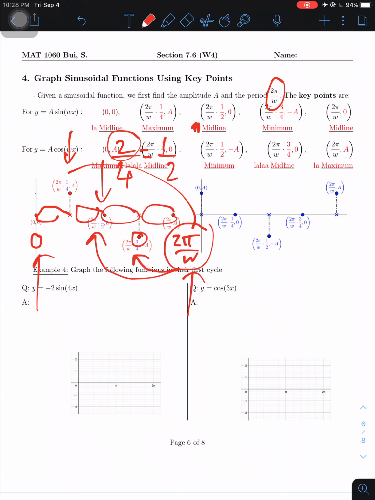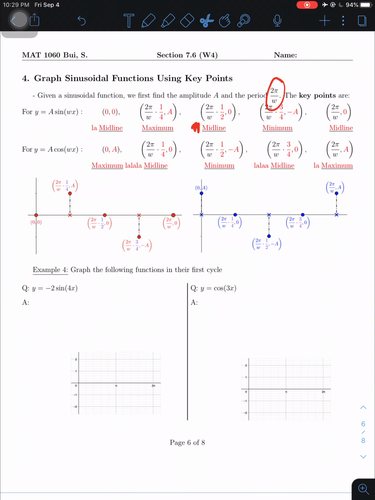So that's my trick, my way to remember these points. If you don't want to, think of it like you divide it by 4, and then you take each gap by adding up 1/4. Let me take all that off. Okay, much cleaner. So that's about the X part.